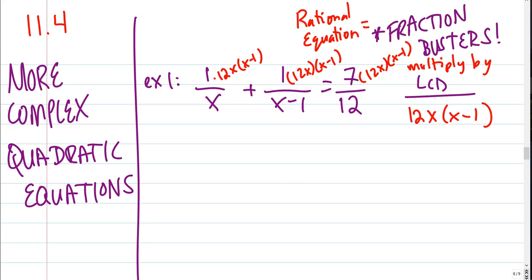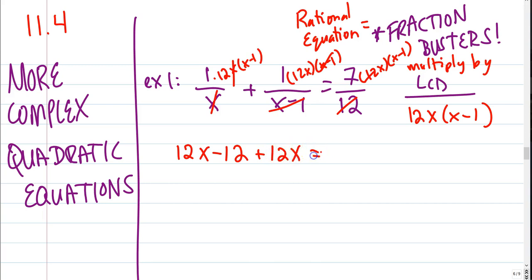For instance, in the first one, the x cancels. In the second one, the whole group x minus 1 cancels. And in the last one, only the 12 cancels. So it gets a little complicated. You've got to simplify this bugger. We've got 12 times x minus 1 is 12x minus 12. On this one, we're left with just, I think, a 12x.